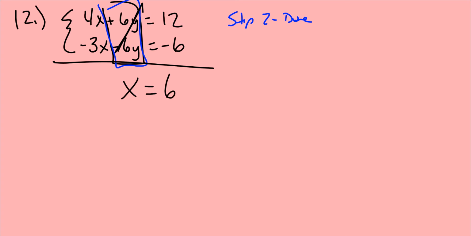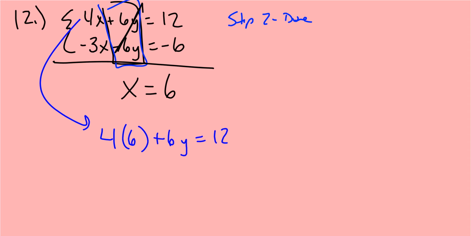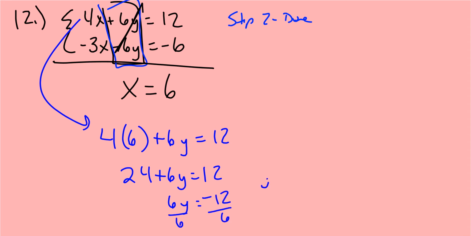I take that 6, I'm going to plug it into one of the originals because look, it's already solved. This one's super easy. So I'm just going to do 4 times 6 plus 6y equals 12. I'm going to end with 24 plus 6y equals 12. I'm going to subtract 24 from both sides. I'm going to get 6y equals negative 12. So I divide by 6 on both sides. Y equals negative 2.